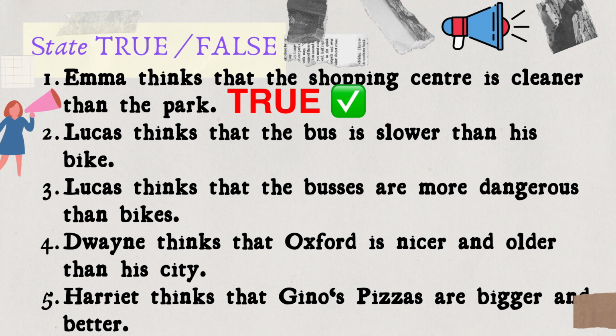Yes, they are. So the answer is true. Number 3. Lucas thinks that the buses are more dangerous than bikes. So is it true? Let's listen to this audio.